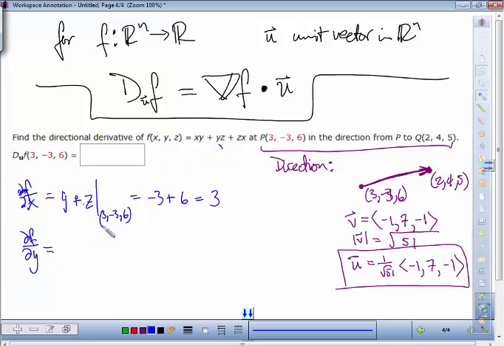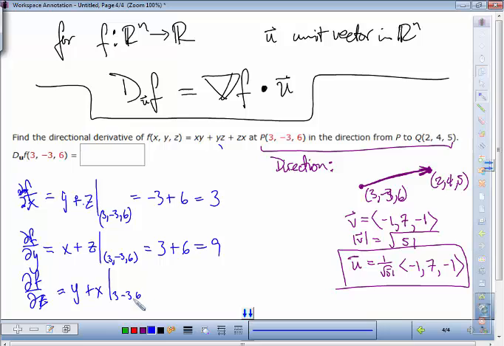With respect to y, I have an x plus z plus 0. Evaluate at 3, -3, and 6. So I have a 3 plus 6, which is 9. And then the partial of f with respect to z is 0 plus y plus x. So I have -3 plus 3, which is 0.